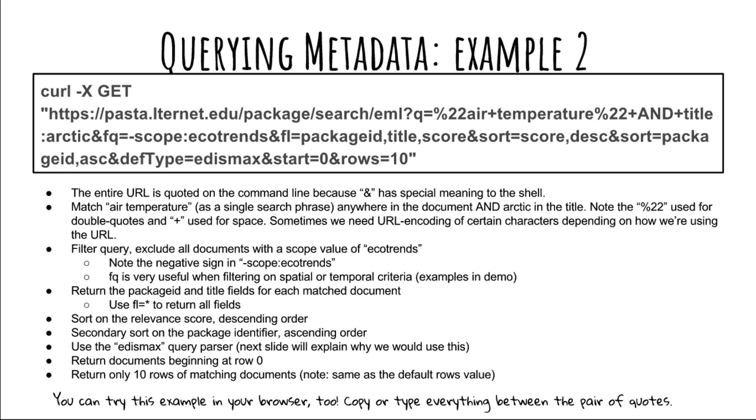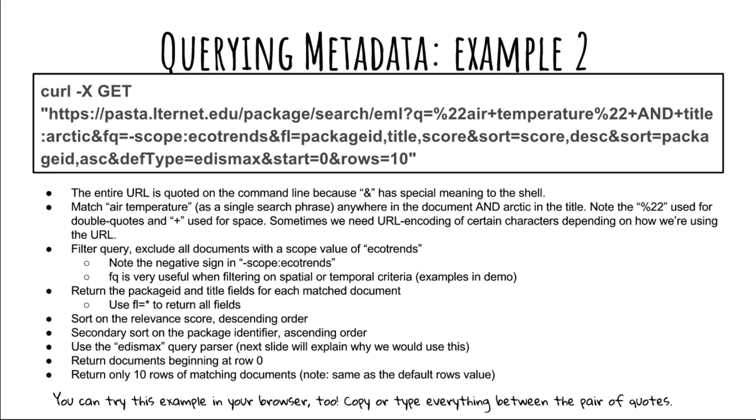Yes? So does that mean that the results would include items that had scope? This is a good point, good question. The negative sign is an exclusionary qualifier. So in this case, we're explicitly excluding all Ecotrends project documents. So if you wanted to construct a query where you didn't want the search results to include any of the 15,430 or so Ecotrends project documents, this is the kind of query you would construct. If you were to remove the negative sign, you would be insisting that only Ecotrends documents be included in your search results. Now we go on to the third parameter, FL, the field list.